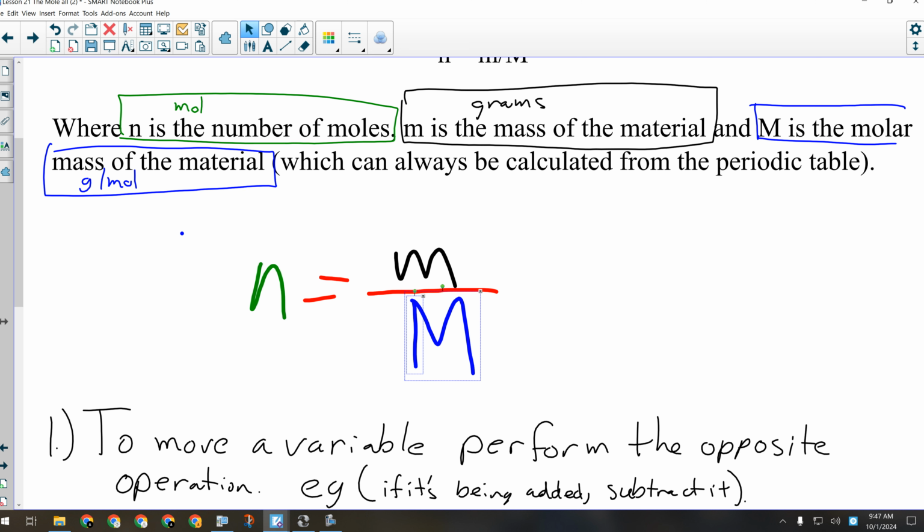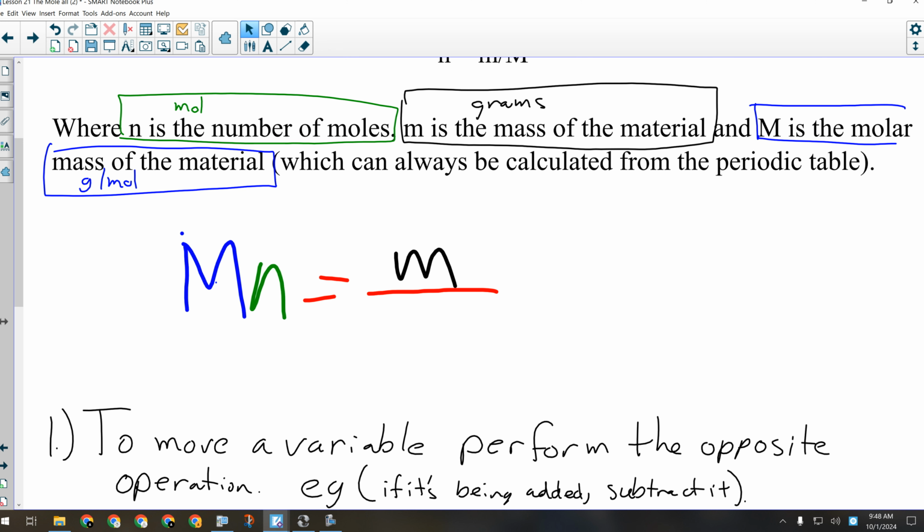Multiply. All I have to do is multiply both sides by it. So if I multiplied both sides by big M, I'd have a big M on the top and a big M on the bottom. M over M is 1, so that means it's gone from there. And I would multiply the other side by it, so it would come over here. M times n equals m.